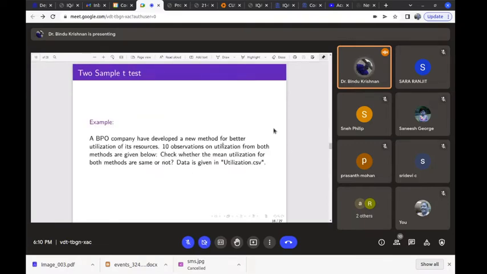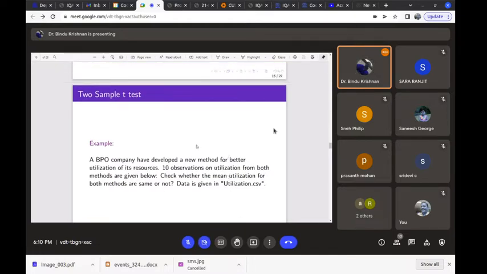So 10 observations of utilization from both methods are given below. So here two methods are there, and 10 observations from each are given. Check whether the mean utilization, that average, is specified. That's why we approach this test.